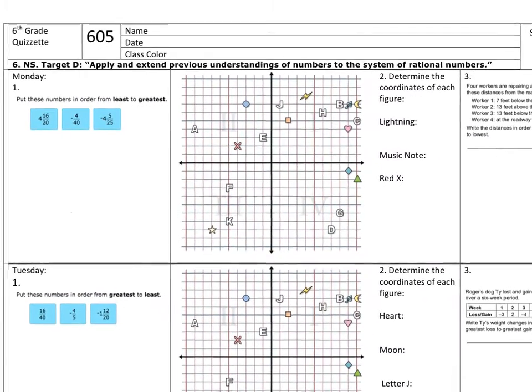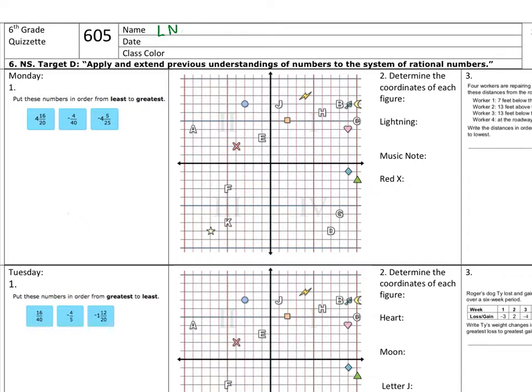Today we'll be watching a Quizzette video on Quizzette 605. As always, make sure you write your last name, comma, first name, today's date, and class color. Today I'll say that I'm purple.